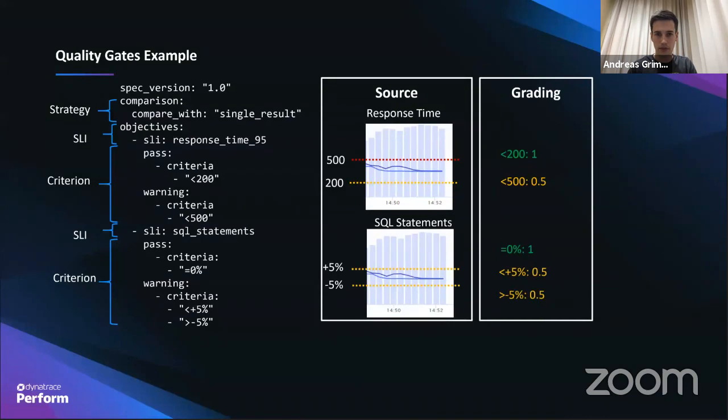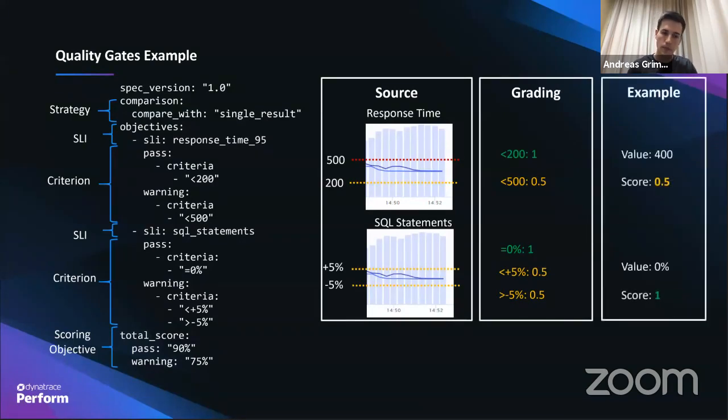And now on the next animation, we really get the overall objective, which is used to evaluate all SLIs and all objectives. So we get a pass if we have 90% of the overall possible points, and we get a warning if 75% of the overall possible points are reached. So now let's have a look at the example, which makes it really easy to understand.